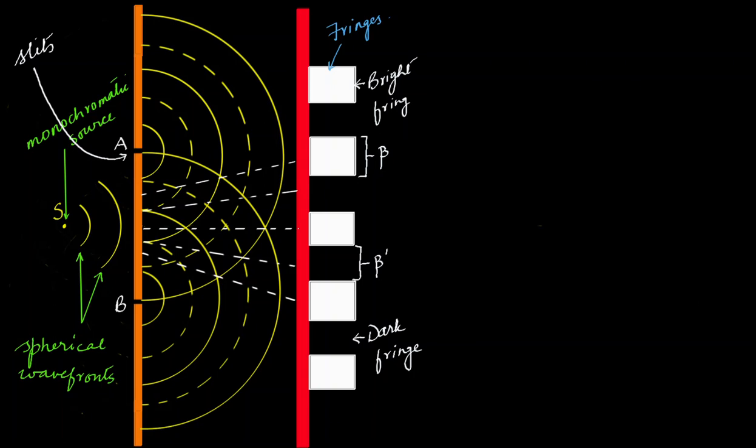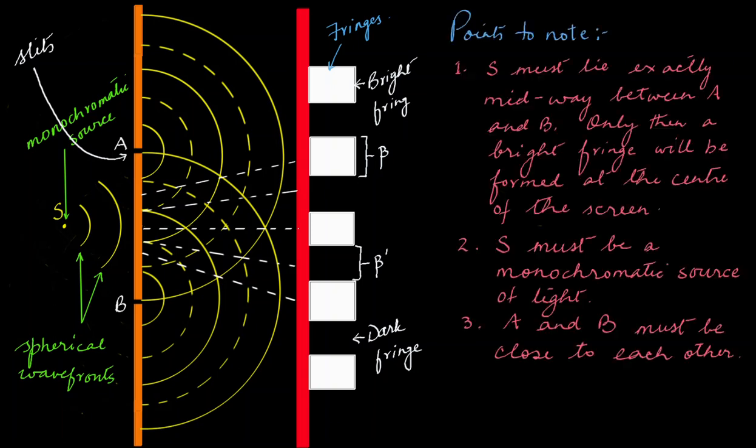All right. Now a few points to note, a few points to remember. S, the monochromatic source, must lie exactly midway between A and B, that means between the slits A and B. So you can see here that I've drawn S to be equidistant from A and B. It is lying exactly midway. Only then will a bright fringe be formed at the center of the screen. So this is the center of the screen, and a bright fringe is formed. Why? Because the source is exactly at the center between the two slits.